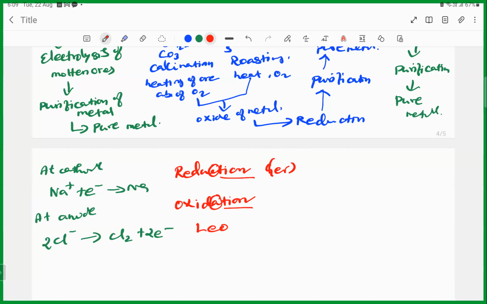So these are the points which we have to remember in the electrolysis and purification of metals.